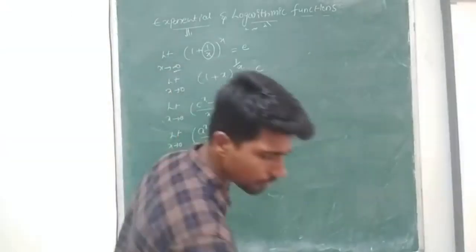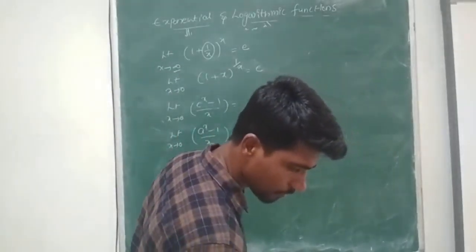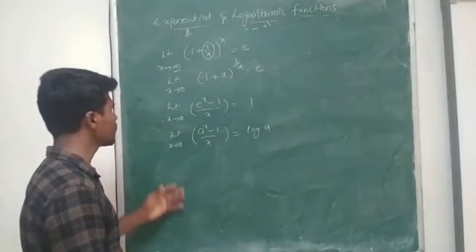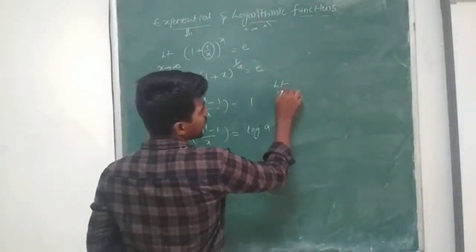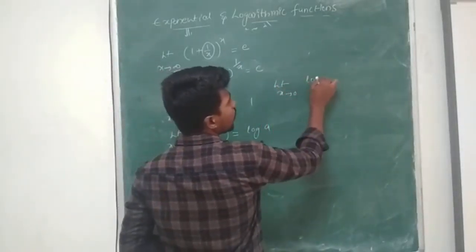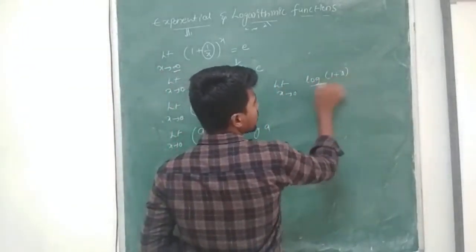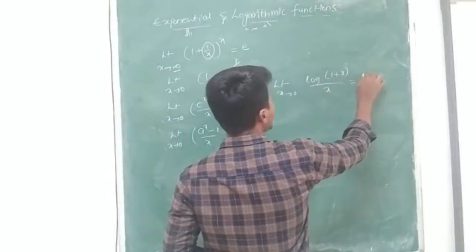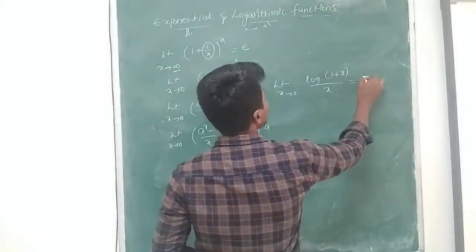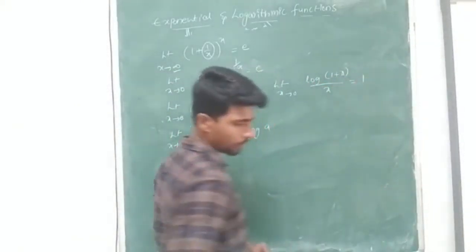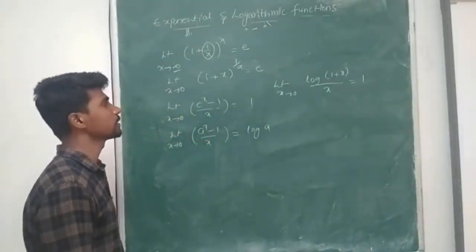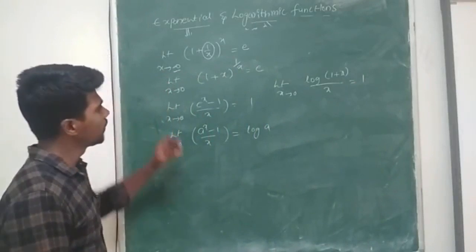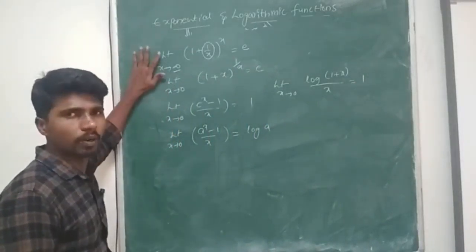And one more formula, limit x tending to 0, log(1 plus x) by x is equal to 1. See, these are all formulas. We have to remember these formulas.